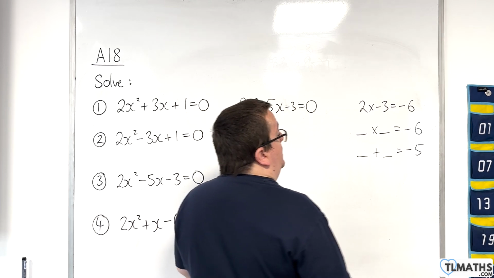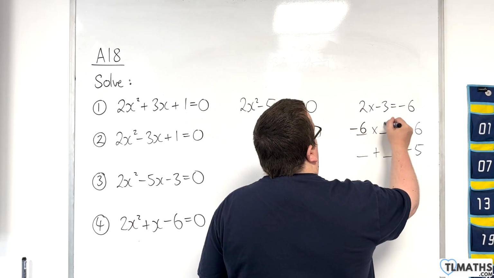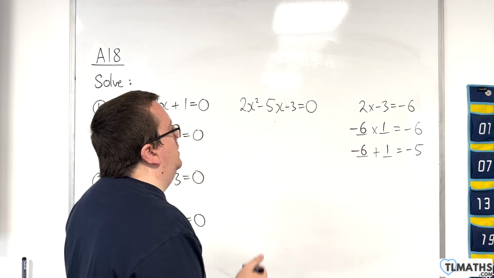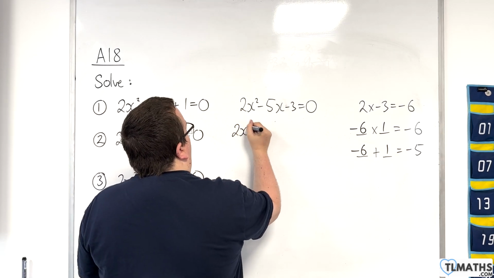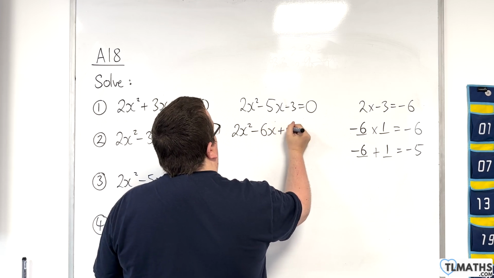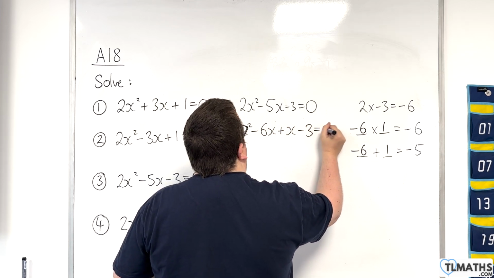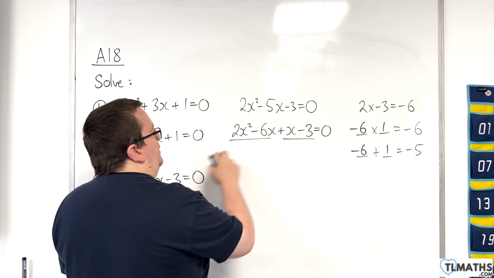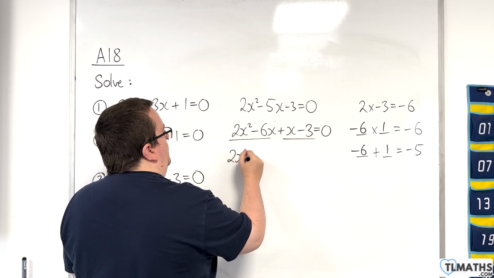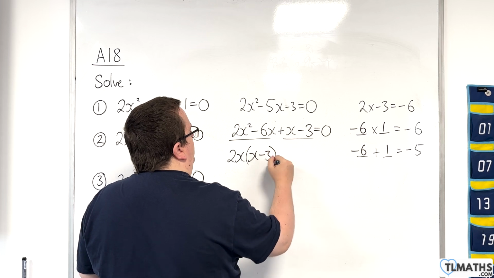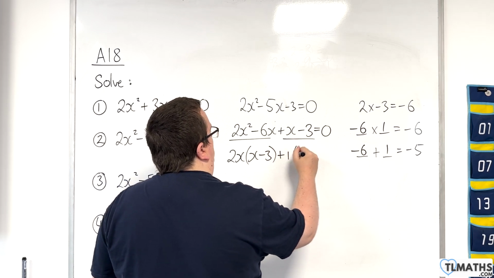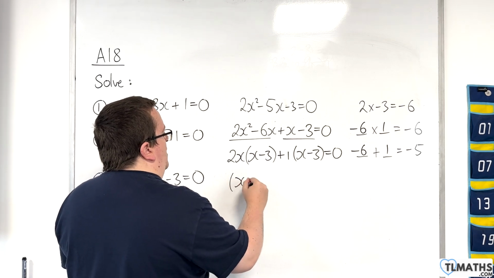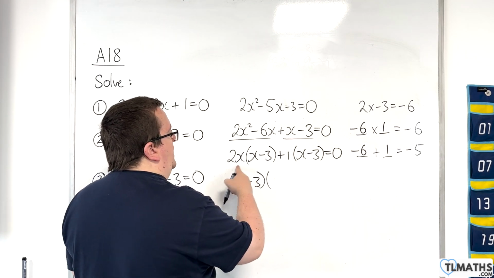So that would be minus 6 and positive 1. Minus 6 plus 1 is minus 5. So 2x squared, take away 6x plus x, take away 3 is 0. So factorise these two terms. We can factor out 2x and have x take away 3 inside the bracket. And here we just have one lot of x take away 3. So one of the brackets is x take away 3. The other bracket is 2x plus 1.